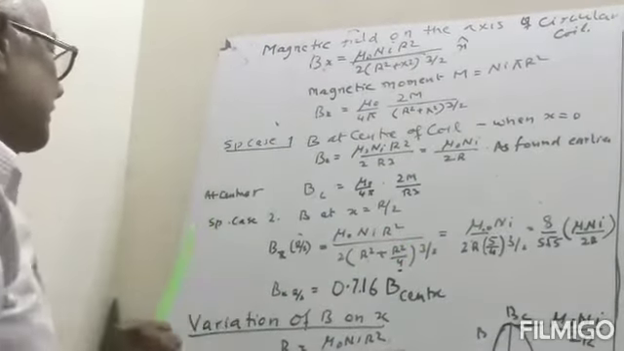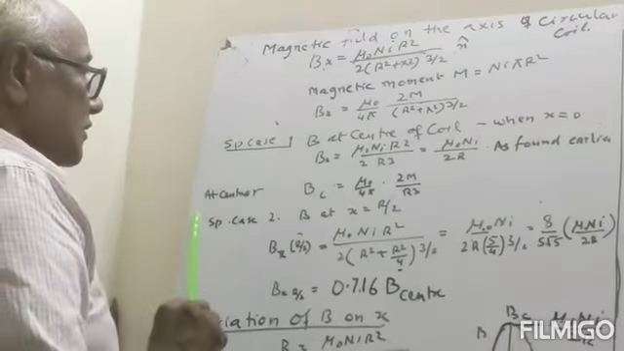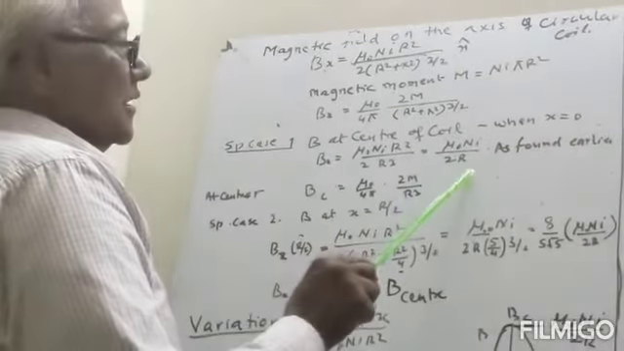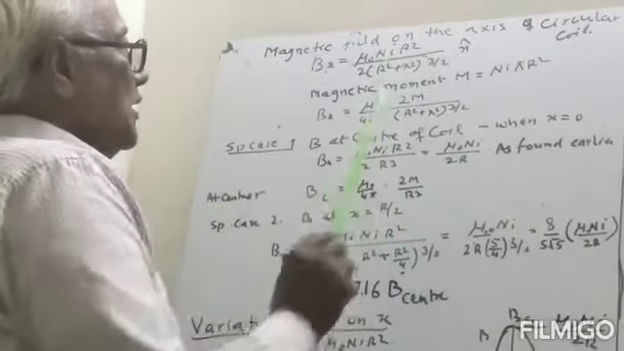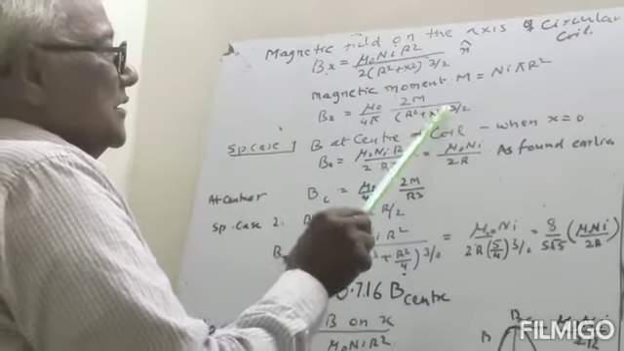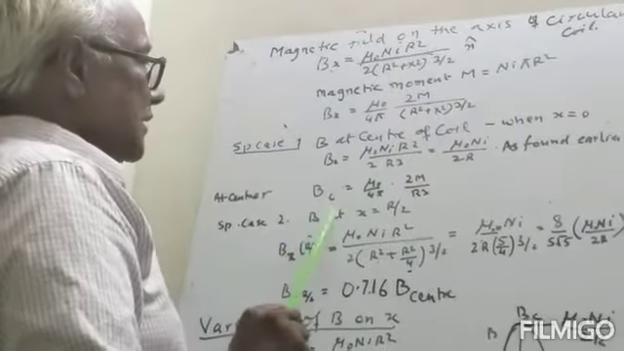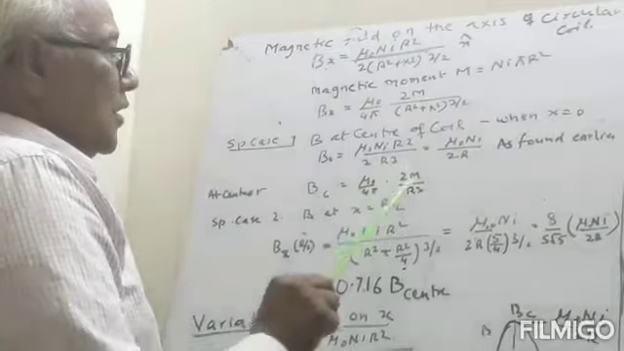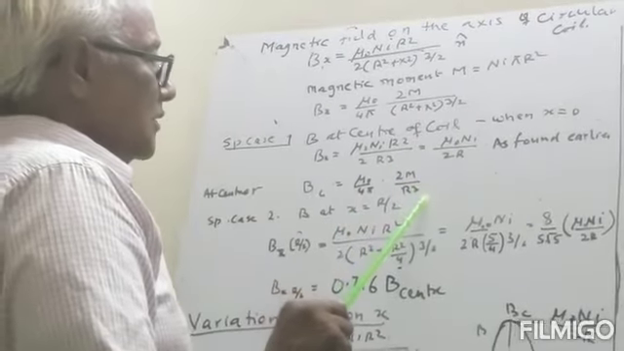Now we can also write this relation in terms of magnetic moment. Here we put x equal to 0. Then B at the center will be equal to μ0/4π × 2M / r³.